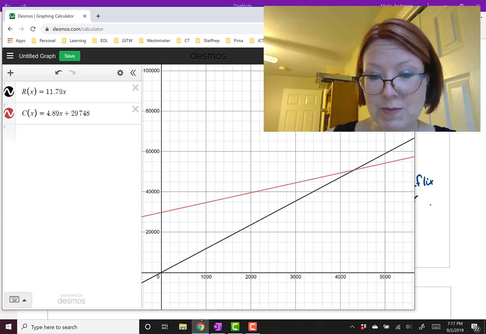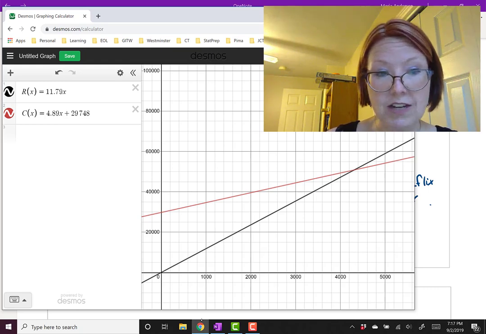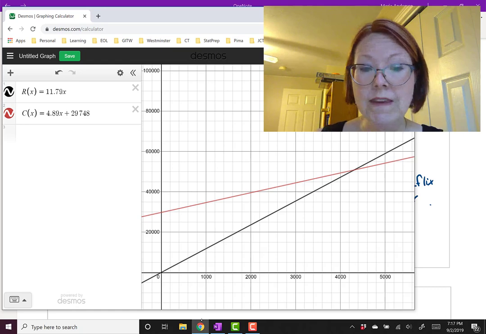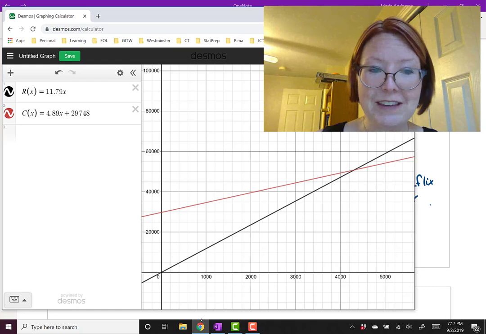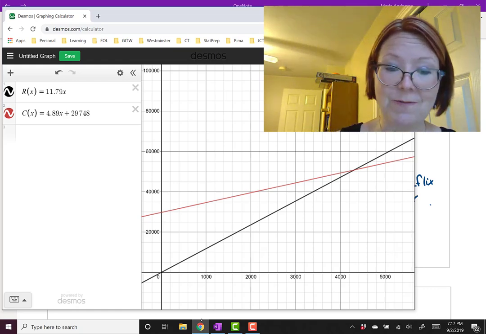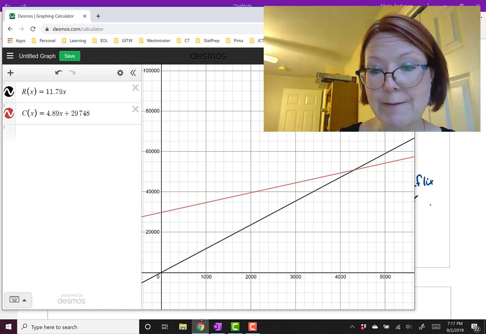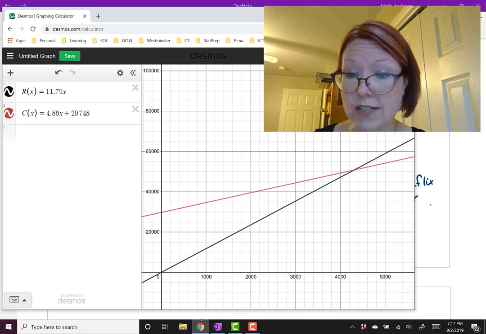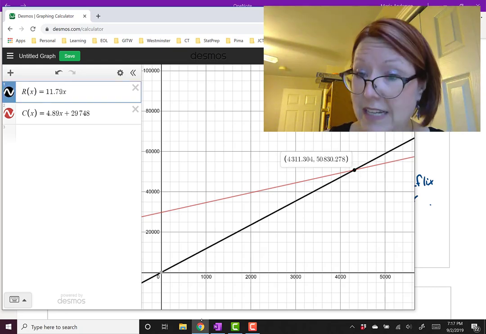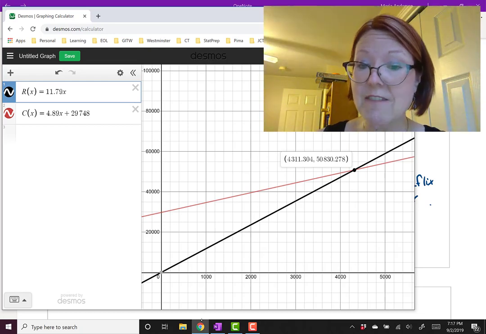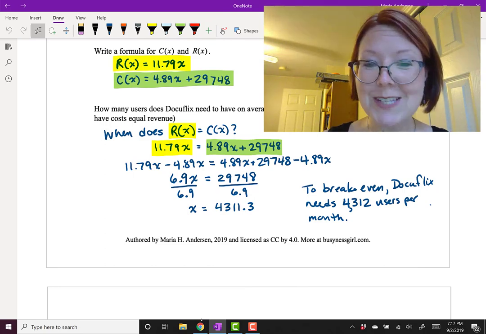Now when I close the wrench menu, I can see that I have two graphs. One of the graphs goes through the origin and has an increasing slope. The other graph goes through the y value that looks roughly like 30,000, but we know in fact it's 29,748. And it's also an increasing graph, though it has a lesser slope of 4.89. We can see that these two graphs cross. And if I tap the place where the two graphs cross, I can get the intersection point, which you'll notice is at 4,311.3. That is, in fact, what we found when we solved the system of equations.